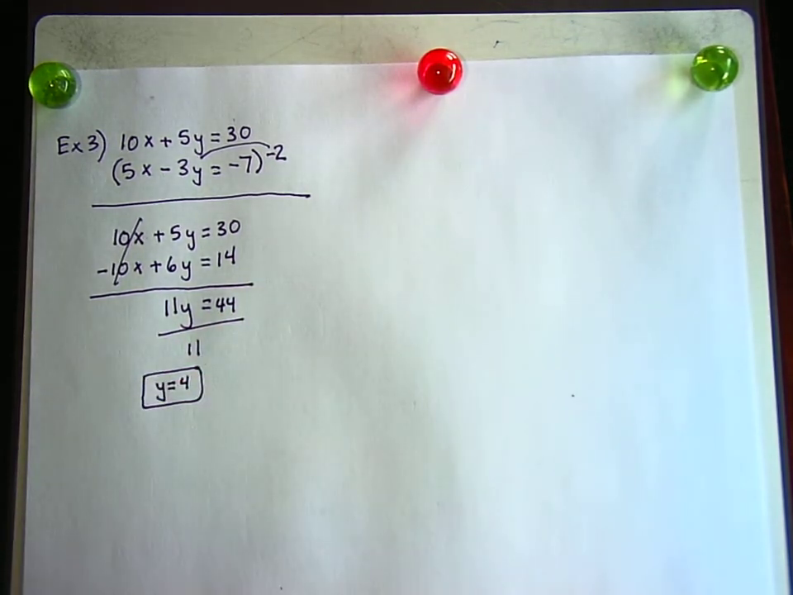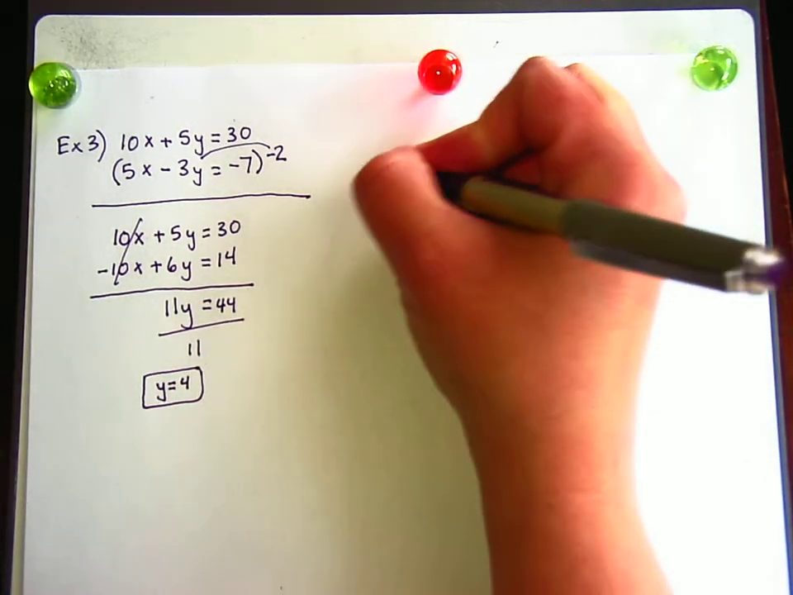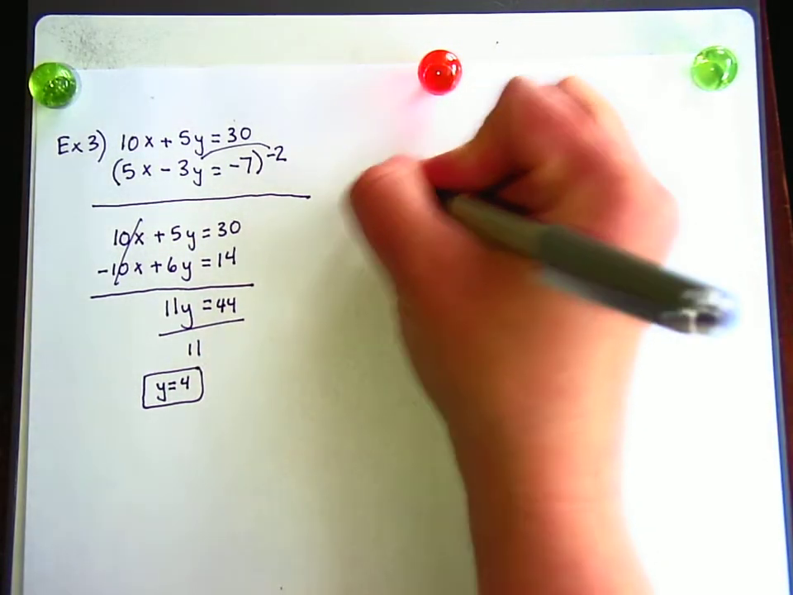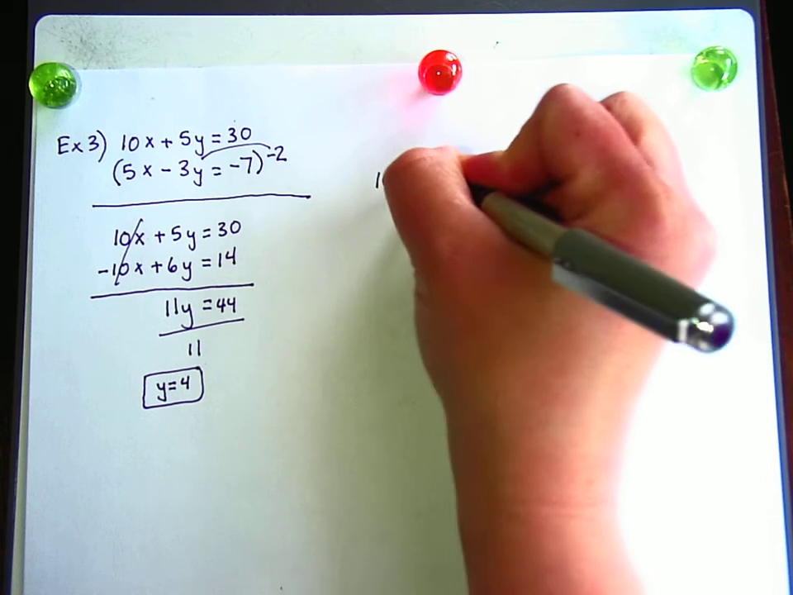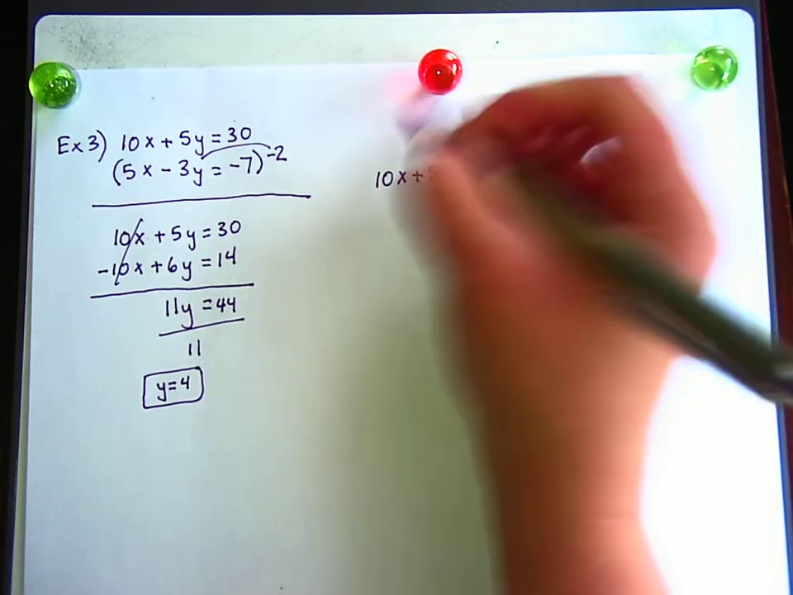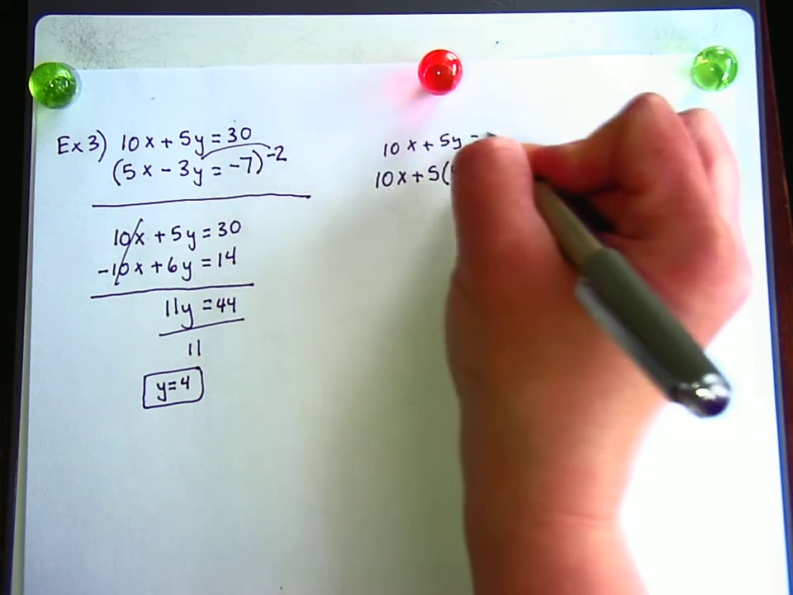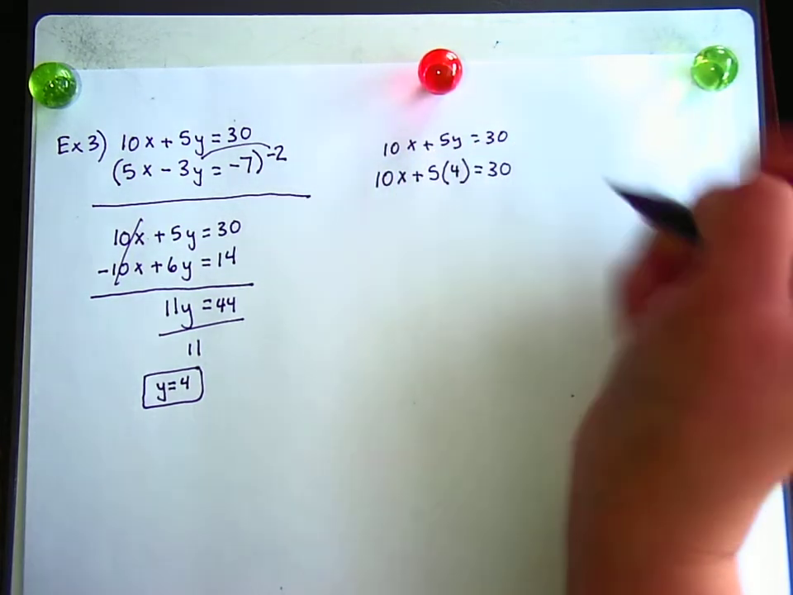Okay, now this time, instead of knowing my x first, now I know my y first. But it's really the exact same process. I just pick one of the equations at the top to plug it into. I guess I'll pick the top one, so that's 10x plus 5 times 4 equals 30. Probably should have written that out first. 10x plus 5y equals 30. So I just replaced the y with a 4.